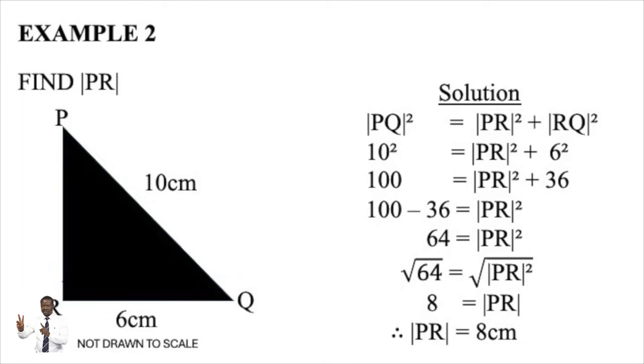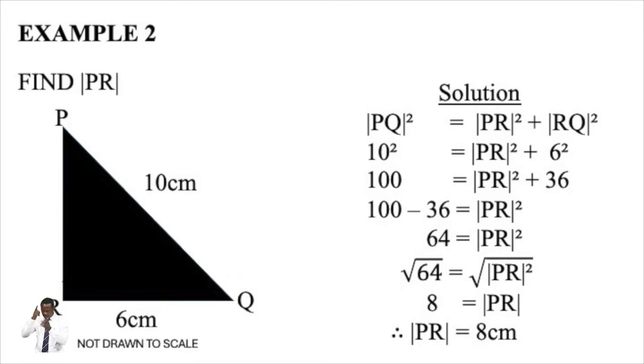At this moment, because we are calculating for PR, we would need to group like terms. So we are transposing 36 to the left-hand side. It is positive, so when it comes to the left-hand side, it becomes negative. So we have 100 minus 36 being equal to PR squared. The difference gives us 64. So we have 64 being equal to PR squared.